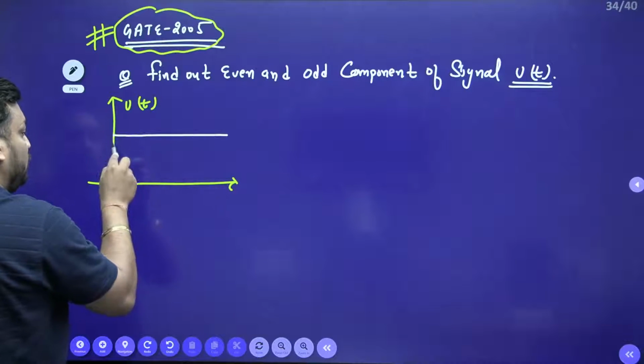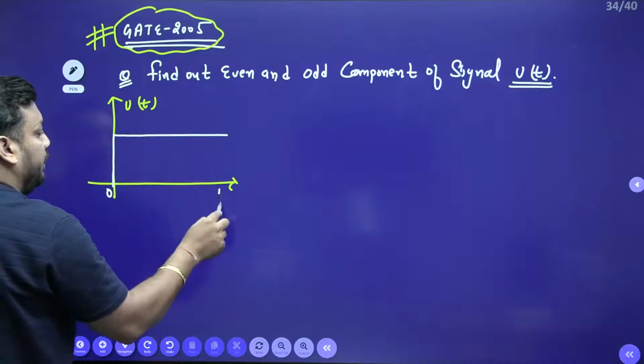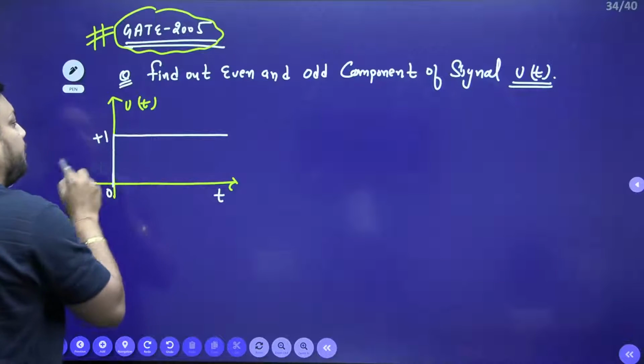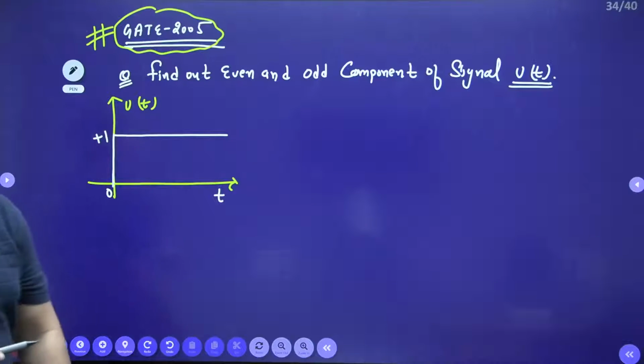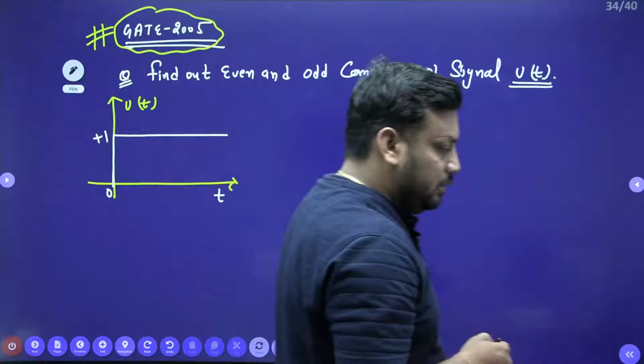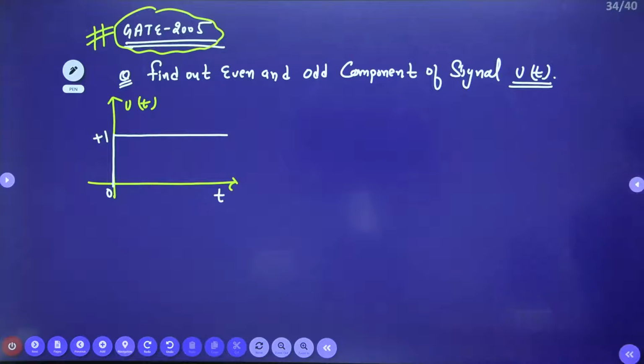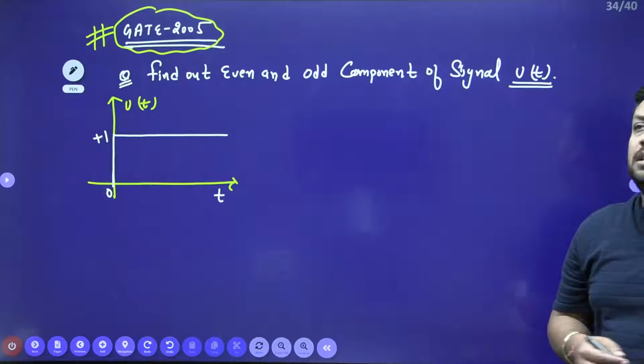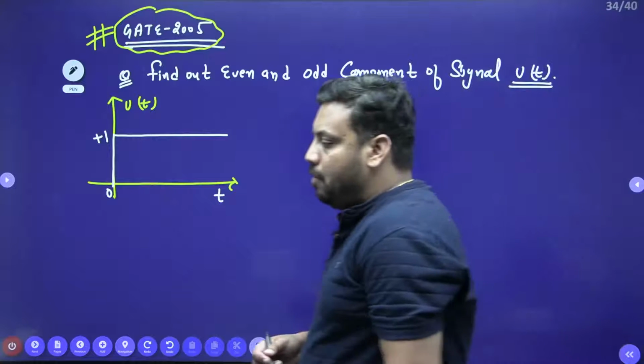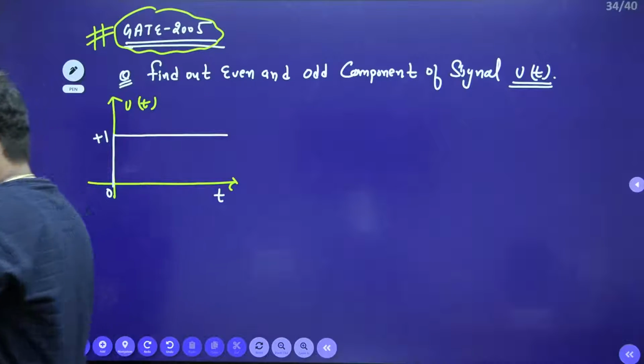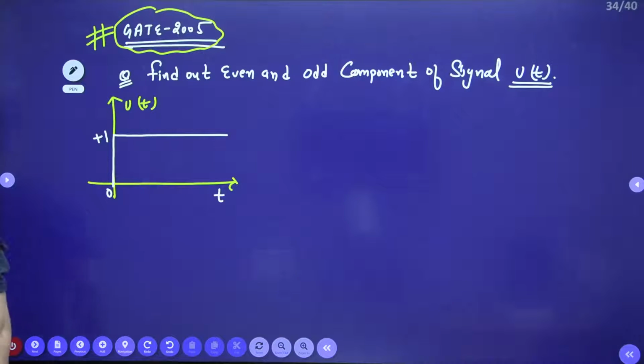Because we know that u(t) is nothing but 0 to infinity having the value +1. So this is my u(t) signal, dear children. Is it clear? This is my u(t) signal. All of you guys just reply fast. Is it my u(t) signal? Say yes or no.